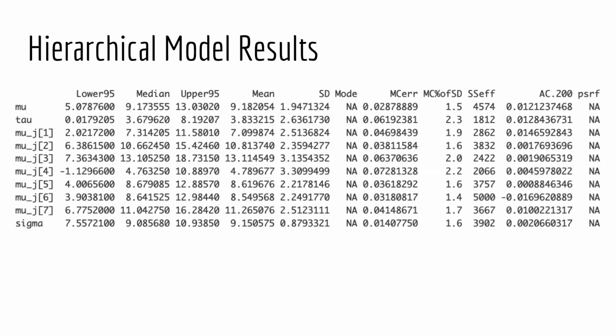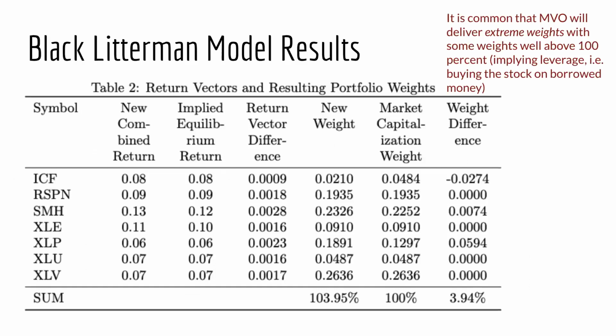This is the results from our hierarchical model, and we'll be focusing on the mu-J's related to the semiconductor, real estate, and the consumer staple industries. Giving it into the Black-Litterman model, we see that we have a newly combined return, an implied equilibrium return, which then we have the return vector differences.